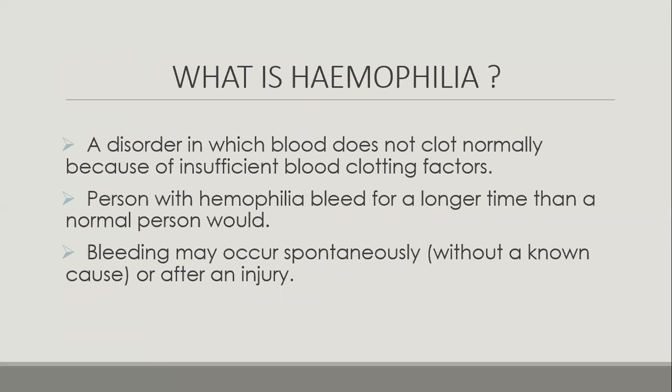First thing first, what is haemophilia? Haemophilia is a disorder in which blood does not clot normally because of insufficient blood clotting factors. Person with haemophilia bleed for a longer time than a normal person would. Bleeding may occur spontaneously without a known cause or after an injury.